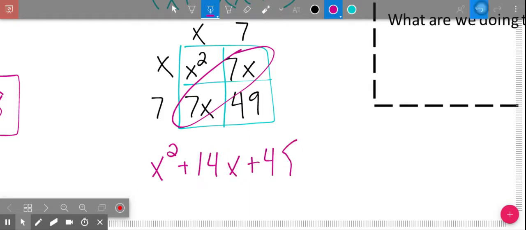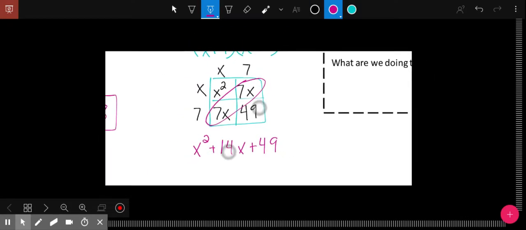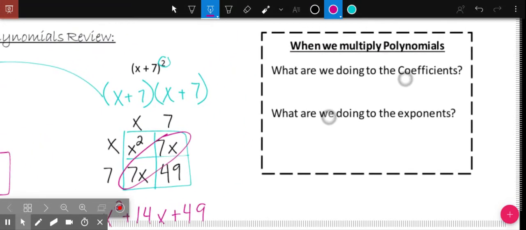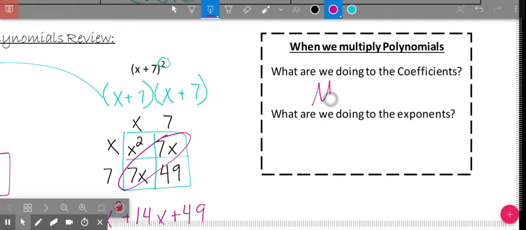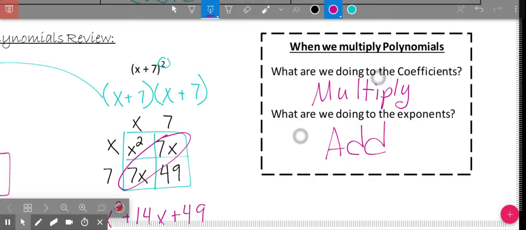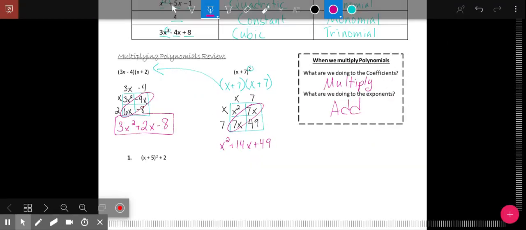Okay, so just a quick reminder, what are we actually doing to the coefficients when we multiply polynomials? We multiply our coefficients, and we add the exponents. Okay. All right, so we're going to be using some of these skills when we look at our next problems.